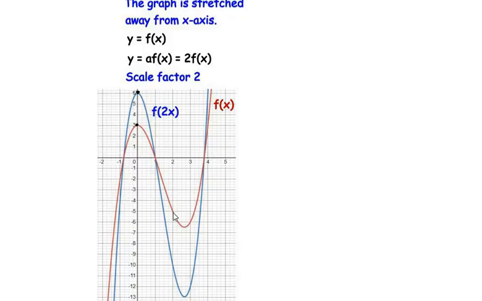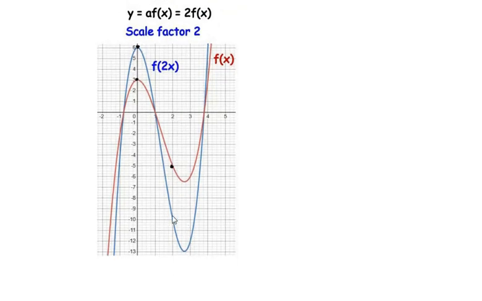Similarly, we can check out this point as well. This is on the point 2, negative 5. So this has been enlarged by 2, this is going to be negative 10. So negative 5 has been multiplied by 2, giving us negative 10. So when a is greater than 1, the transformed graph is going to be stretched away from the x-axis.